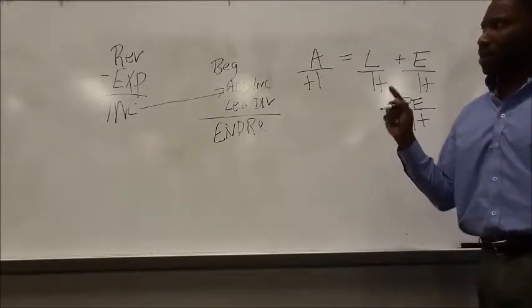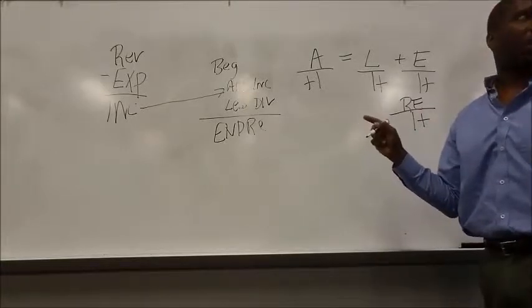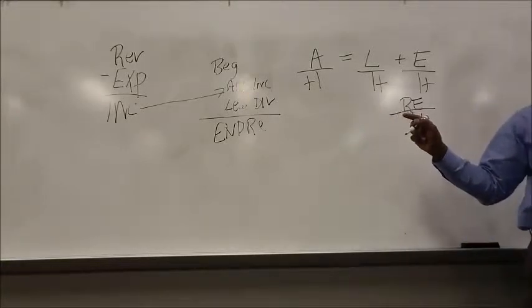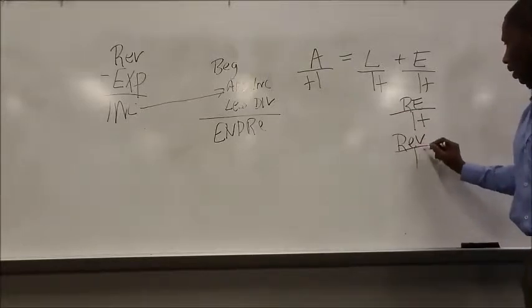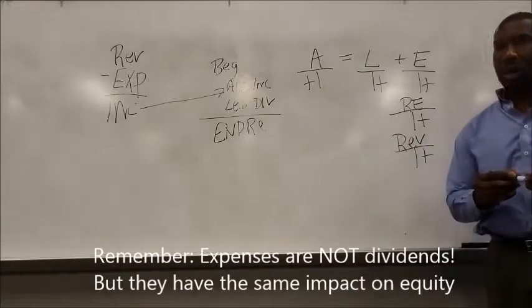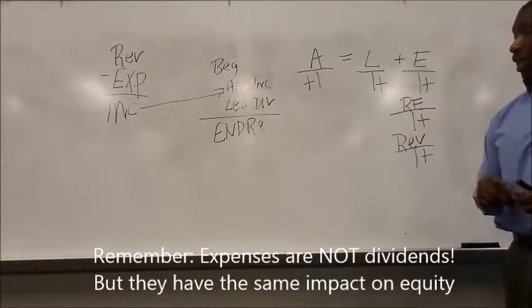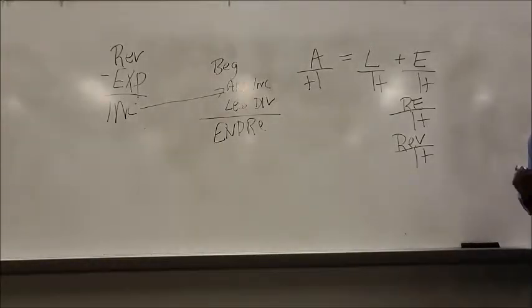And now think about it. My revenues increase my retained earnings. So I show an increase in revenues using the what? Credit. Good. My expenses, which are different from dividends, are both going to decrease retained earnings, which means I show an increase in expenses using a debit. Good.